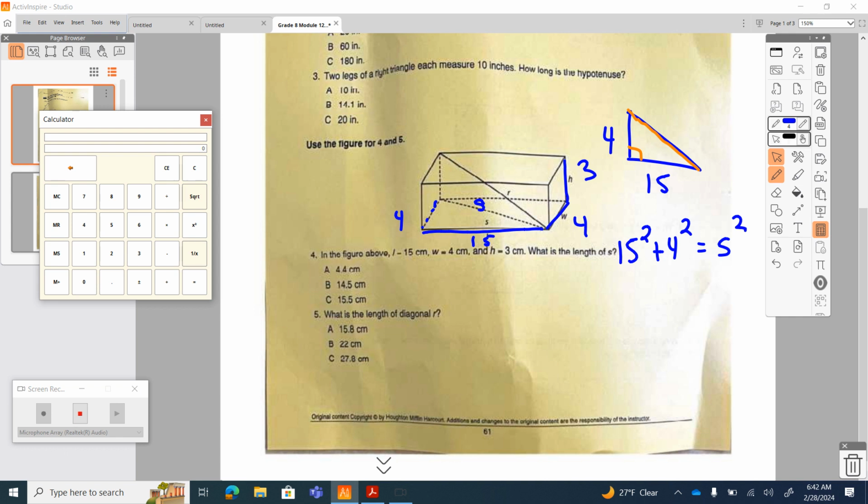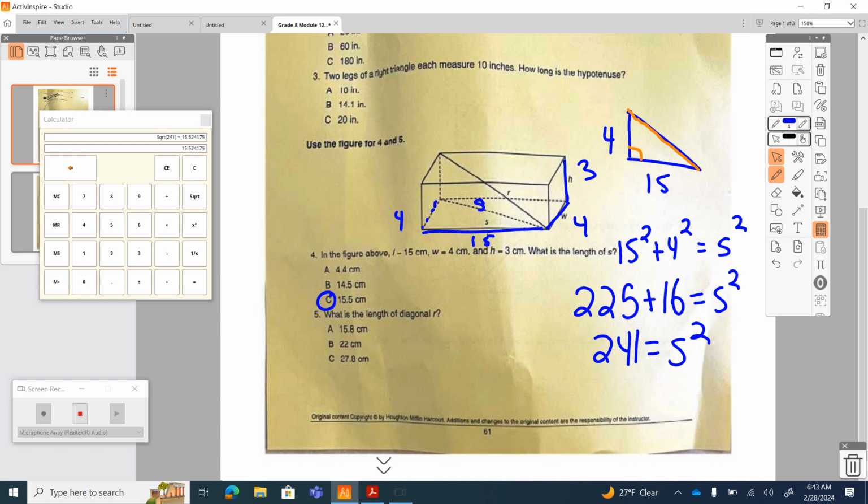15 times 15 is 225. I know that 4 squared is 16. 225 plus 16 is 241. At this point, you probably would not write this. You'd probably just do the square root of 241, and I get 15.5.